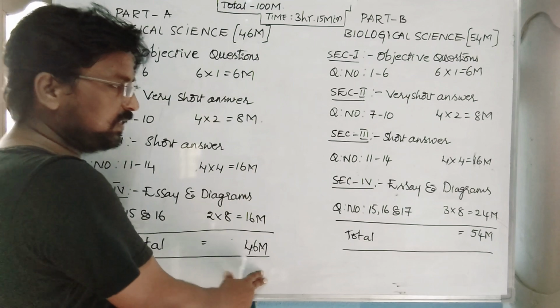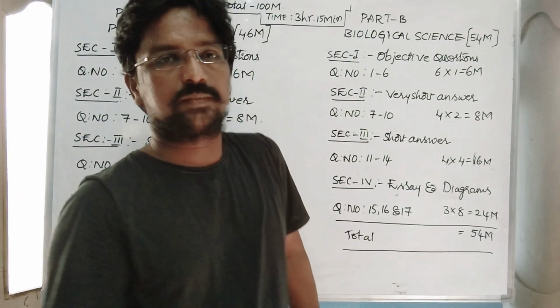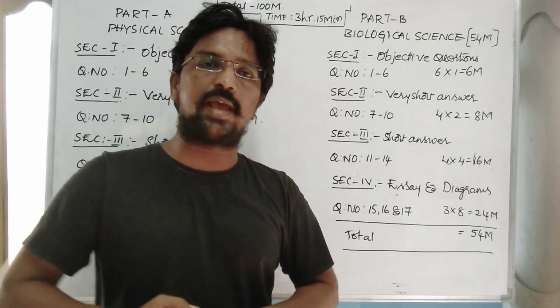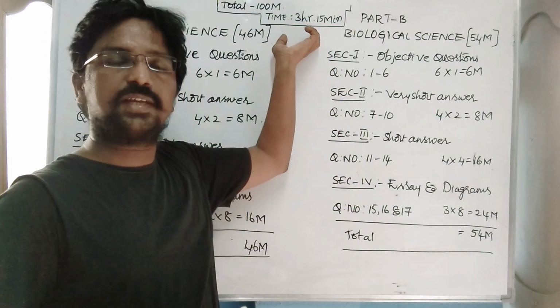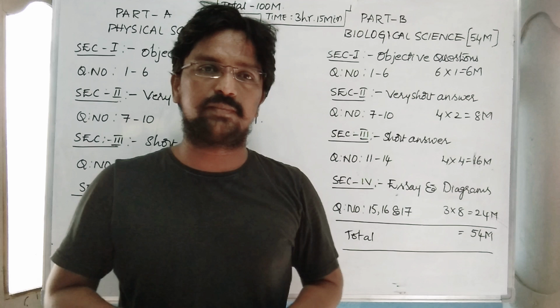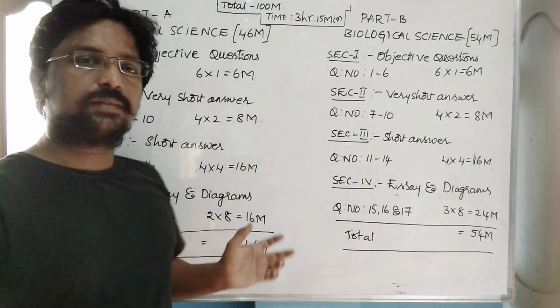So part A 46 marks, part B 54 marks. So totally 100 marks are allotted, and for this 100 marks paper the time duration is 3 hours 15 minutes. So this is the exam pattern.